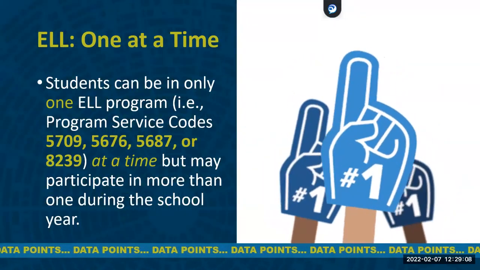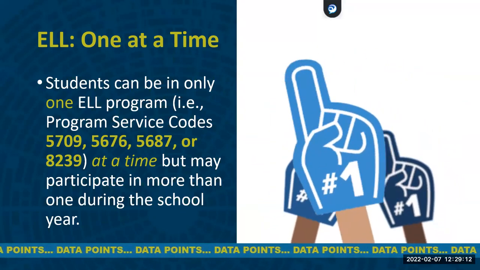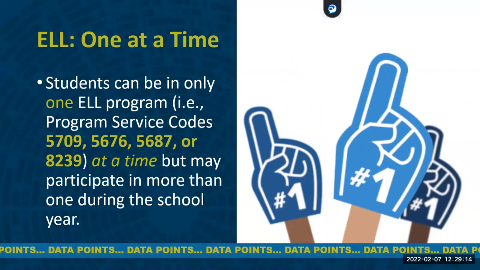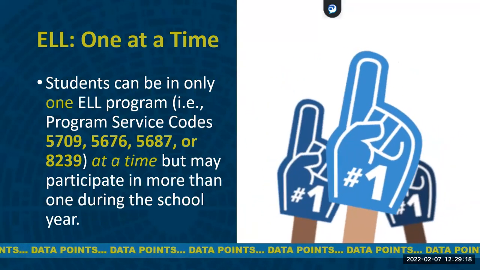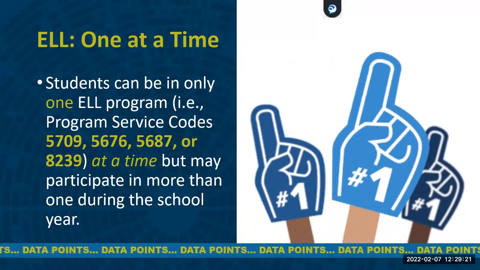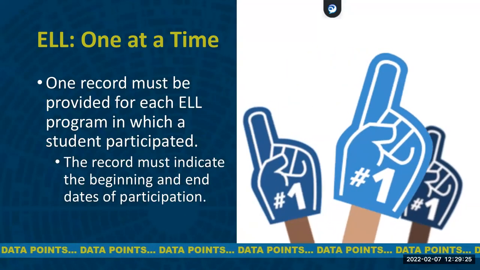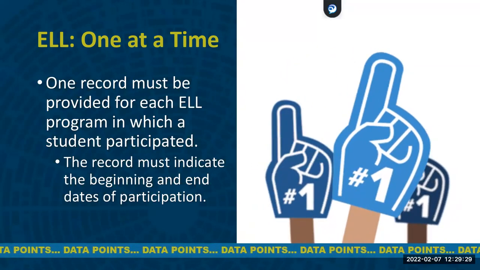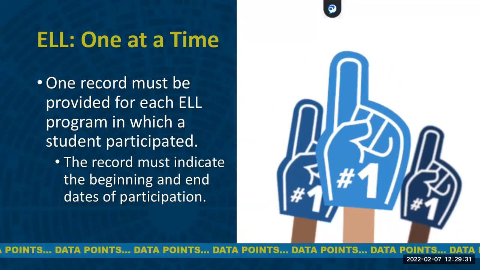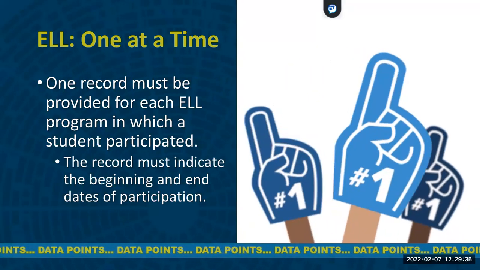Here's another thing of note. Students can be in only one ELL program at a time, but may participate in more than one over the course of the school year. And you can see here the ELL codes that can be used one at a time. Take note that one record must be provided for each ELL program in which a student participated. Additionally, the record must indicate the dates of participation.